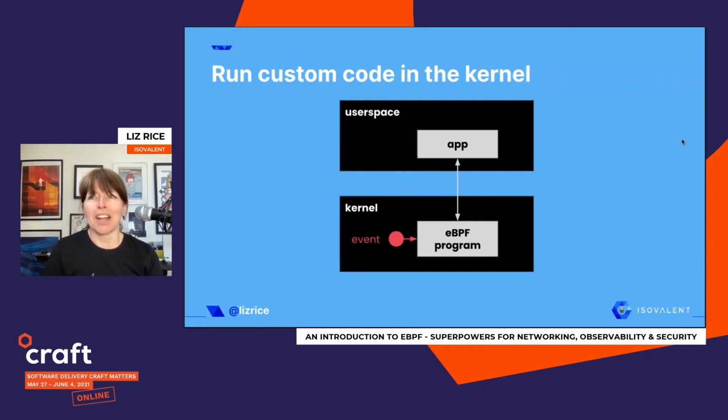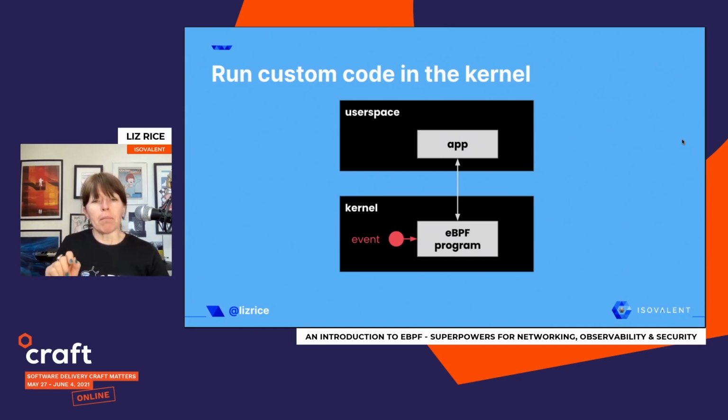Right, so what does it mean to run custom code in the kernel? We're going to have a user space application. This is like normal application code. It runs in user space. But we're also going to write the eBPF code that's going to live inside the kernel. And our user space application can communicate with that eBPF code running in the kernel.